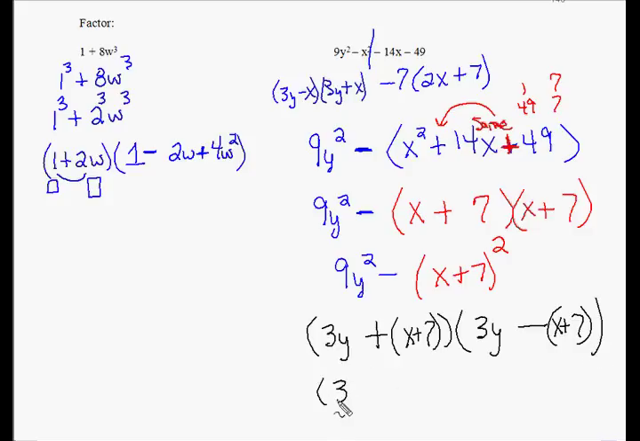So if you wanted to clear it so you didn't have parentheses, it would have to be written 3y plus x plus 7 times 3y minus x minus 7. So without those parentheses, you would have had an incorrect answer because you would not have had a minus 7.